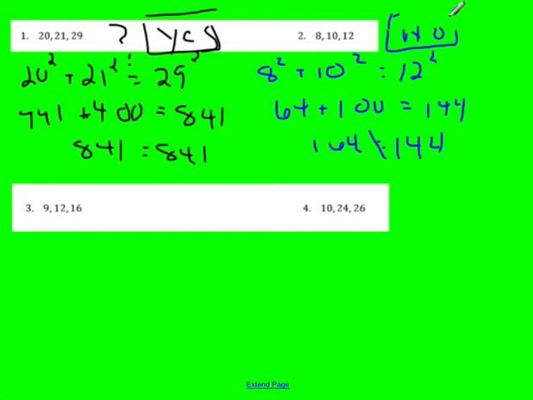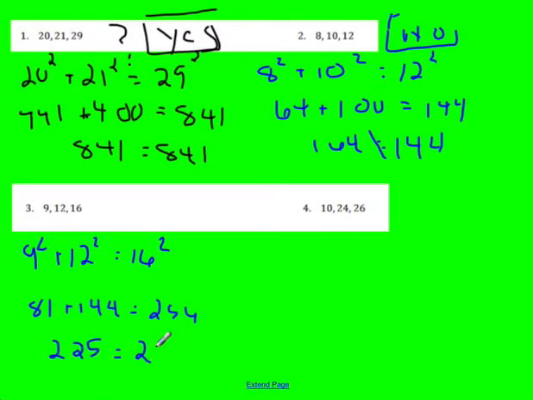All right, let's take a look at number 3. For number 3, we want to square our shorter sides, so 9 squared plus 12 squared, and see if that's equal to 16 squared. So 9 squared is 81, 12 squared is 144, and 16 squared is going to be 256. So we're going to take 81 plus 144, and that's 225. Does 225 equal 256? No, it doesn't. So no, these numbers are not a Pythagorean triple.